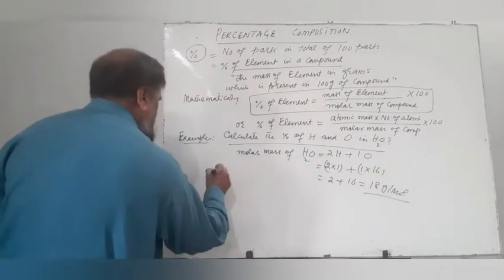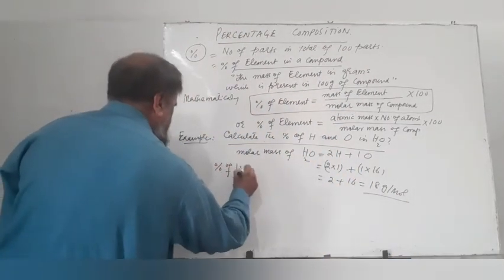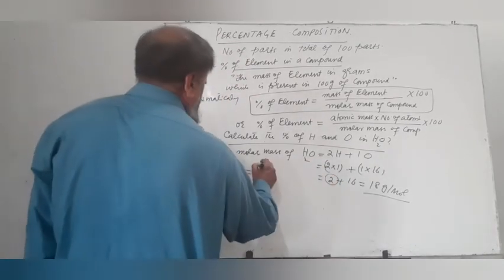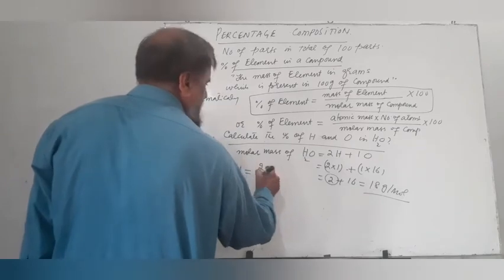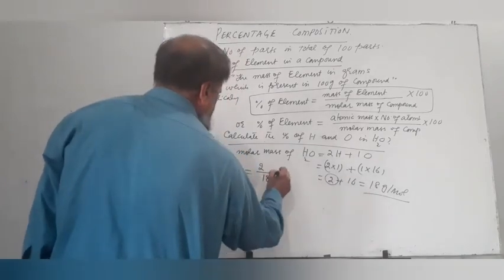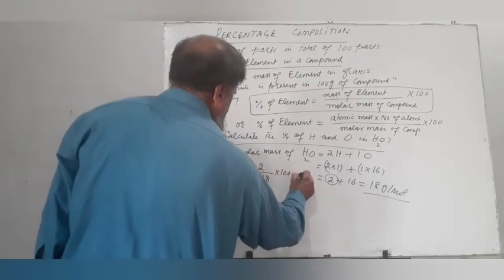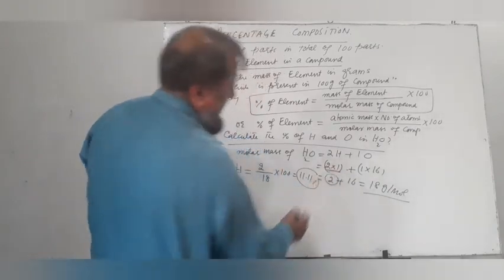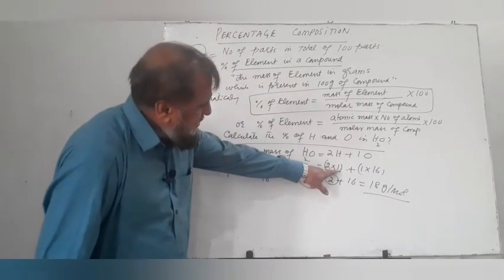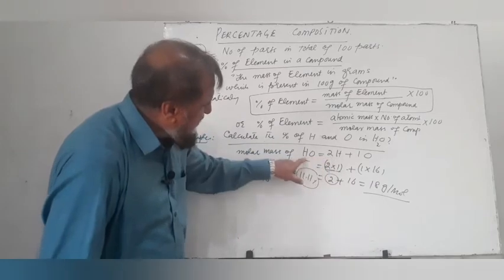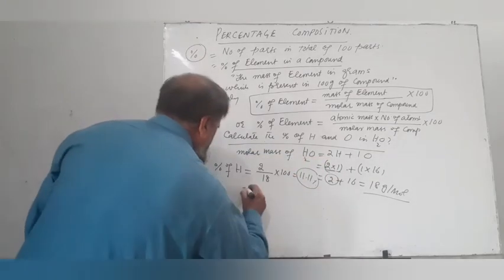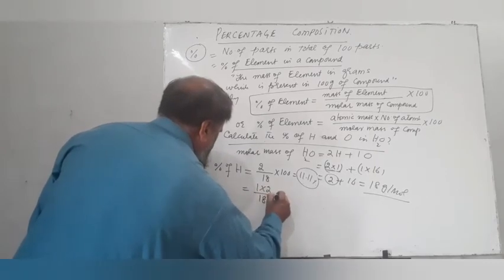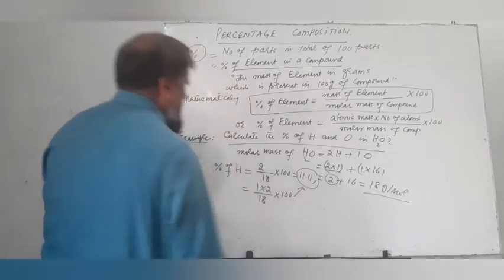Now the percentage of hydrogen means the mass of hydrogen which is present in the compound. We can write the mass of hydrogen is 2, the molar mass of compound is 18 into 100, so we get 11.11%. Or alternatively, we can write the atomic mass of hydrogen is 1 and the number of atoms present in water are 2. Therefore, we can also write it as 1 into 2 divided by 18 into 100. We get the same answer.